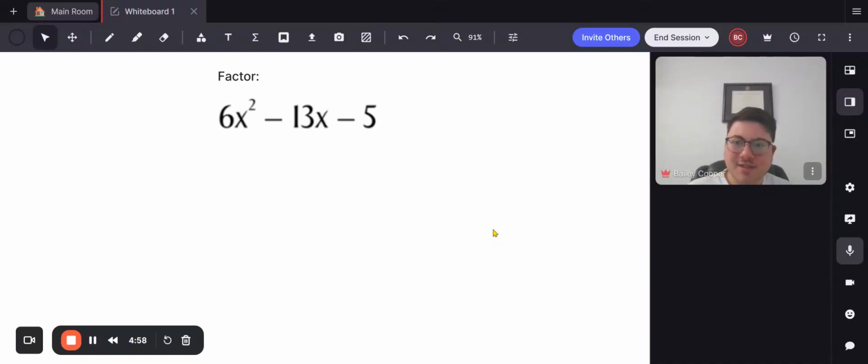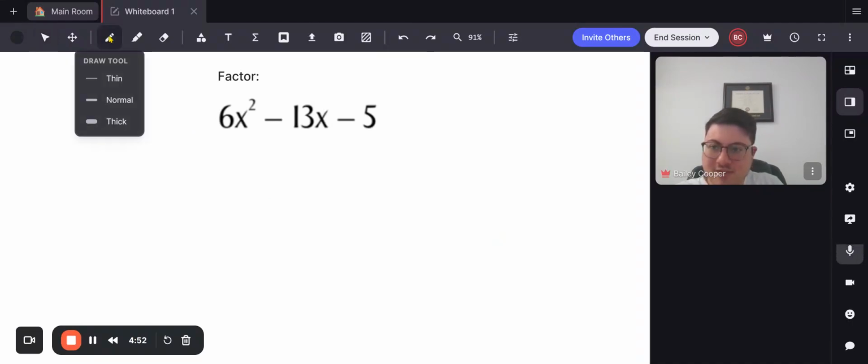Hi everyone, I am Bailey from My Math Experts, and today I'm going to show you how to factor this expression, 6x squared minus 13x minus 5.